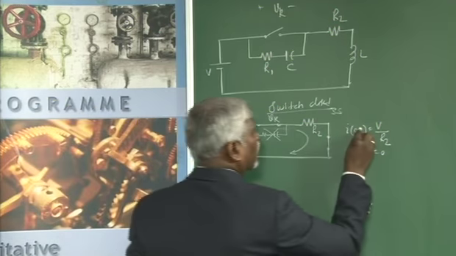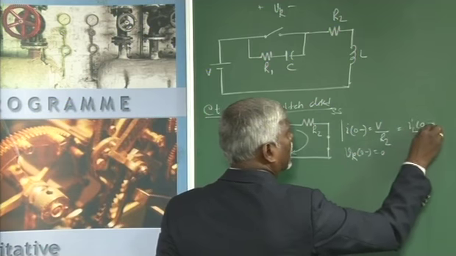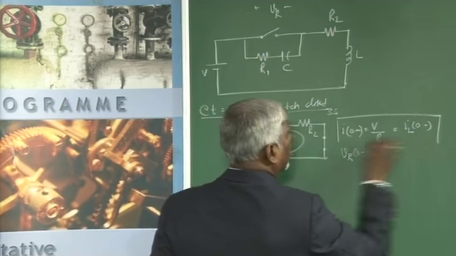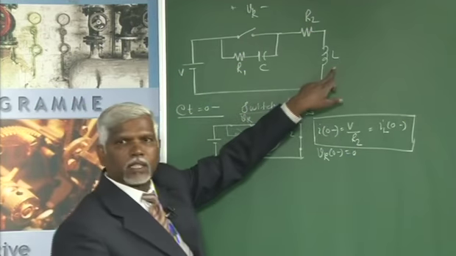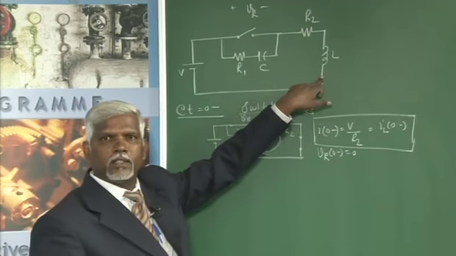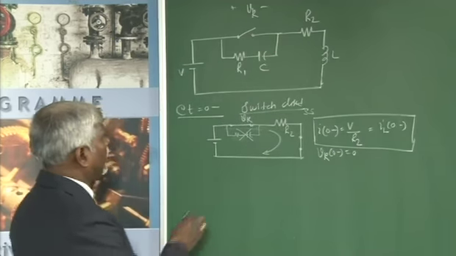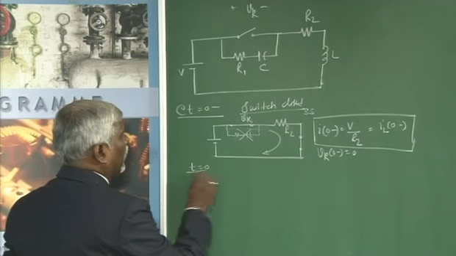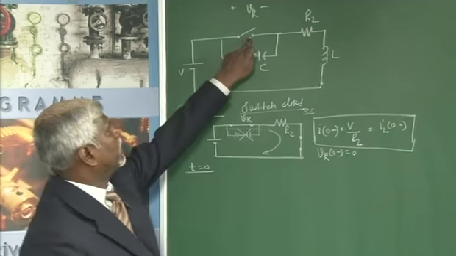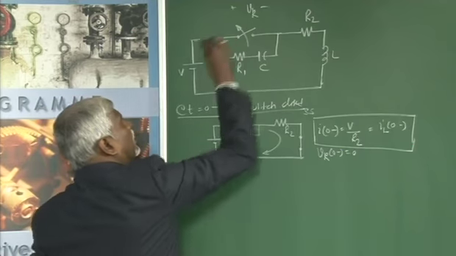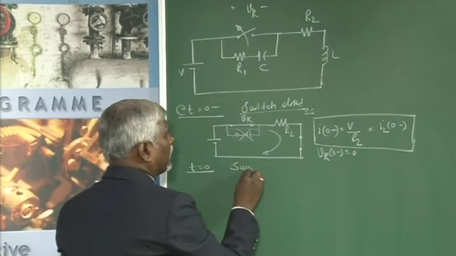So I have a current at 0 minus. This is nothing but the current through the inductor at 0 minus. Please see the circuit. This current is flowing through the inductor before the switch is opened. So this is a case where the switch is initially closed. Now, at t equal to 0, what happens? There is a movement of the switch. The switch which was closed will now open. It is an opening switch. At t equal to 0, switch is opened.